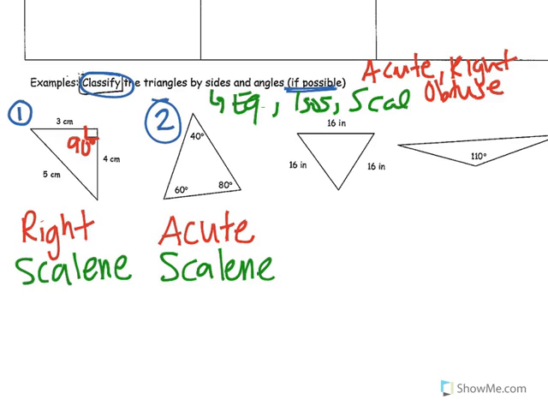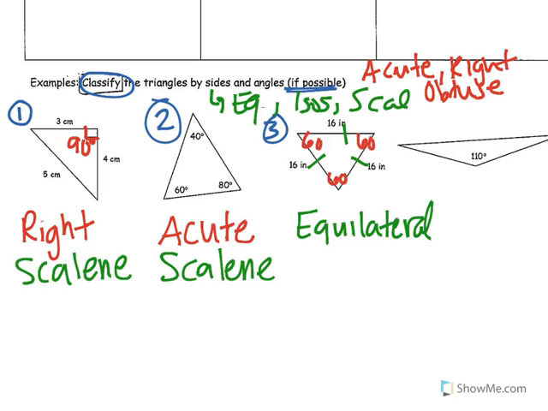Let's look at number 3 here. So number 3, notice I don't have any angle measurements in there, so I'm actually going to start with sides first this time. And if I look at my sides, all of those sides are 16, 16, and 16. They're all congruent, which means this is an equilateral triangle. If we want to go one step further, we know all of the angles in an equilateral triangle are 60 degrees, which means that this is also going to be acute because they are all less than 90. All right? And let's look at example number 4 now.